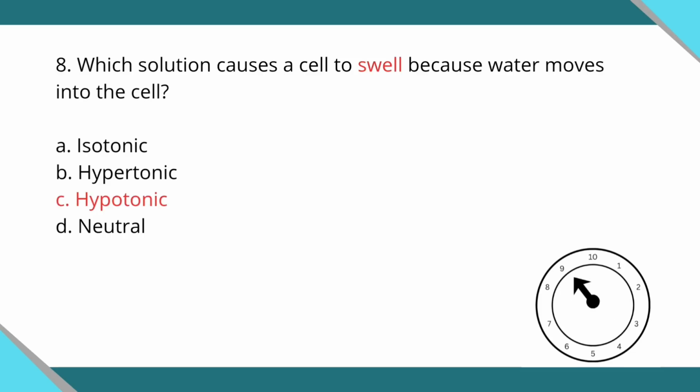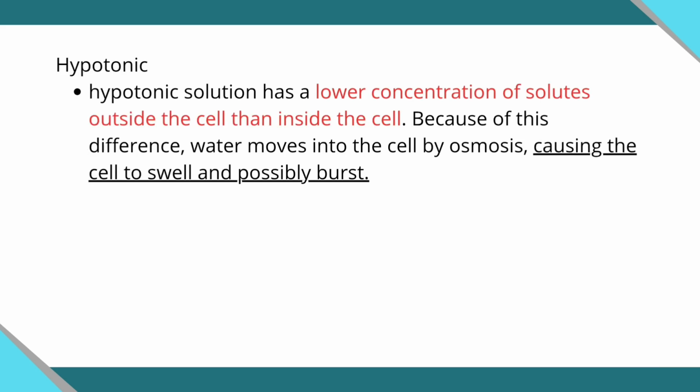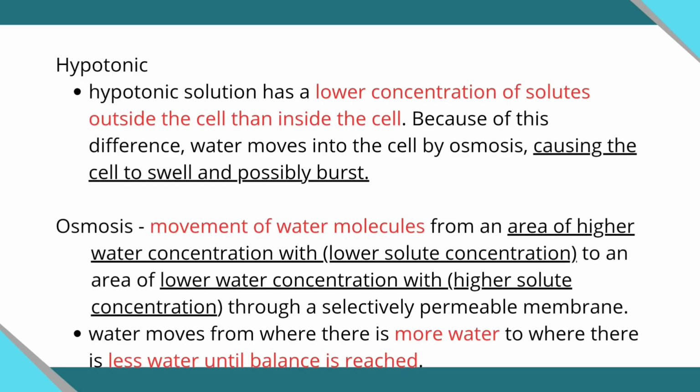The correct answer is letter C. Hypertonic. A hypertonic solution has a lower concentration of solutes outside the cell than inside the cell. Because of this difference, water moves into the cell by osmosis, causing the cell to swell and possibly burst. Osmosis is the movement of water molecules from an area of higher water concentration with lower solute concentration to an area of lower water concentration with higher solute concentration through a selectively permeable membrane. In simple terms, water moves from where there is more water to where there is less water until balance is reached.